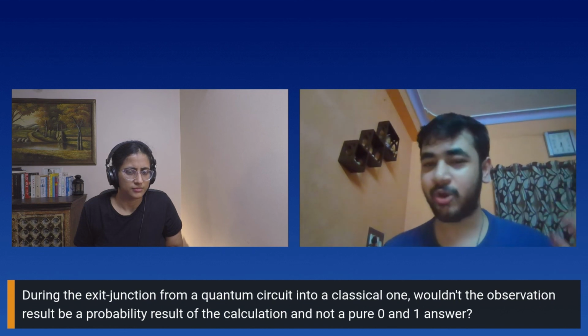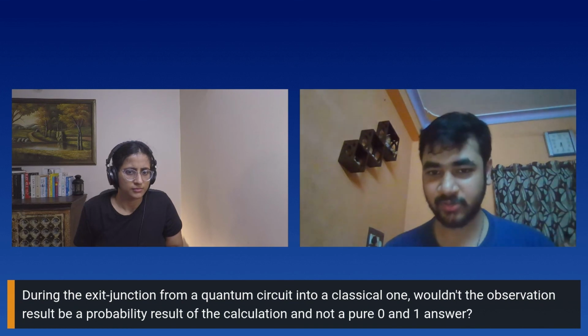During the exit junction from a quantum circuit into a classical one, wouldn't the observation result be a probability result of the calculation and not a pure 0 and 1 answer? Yeah, that can also be done. Whenever we are extracting it from the Pauli operator, we are getting the raw expectation values. And these expectation values can be interpreted either as binary zeros or ones, or they can be interpreted as phi and theta angles. Just like I mentioned, there are 2 angles, phi and theta. So generally, whenever we apply Pauli and get raw expectation values, we'll be getting floating point values associated with these input qubits.